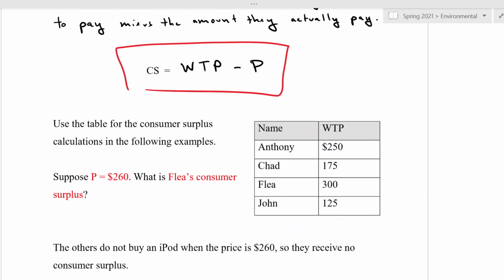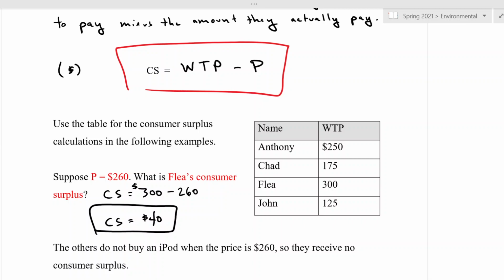To use our same example from the last video, let's suppose that we have the same people, the same willingness to pay, and the price is $260. So what is Flea's consumer surplus? That's going to be his willingness to pay, $300, minus the price, $260. So the consumer surplus is $40. And I should, again, note, consumer surplus is measured in dollars.